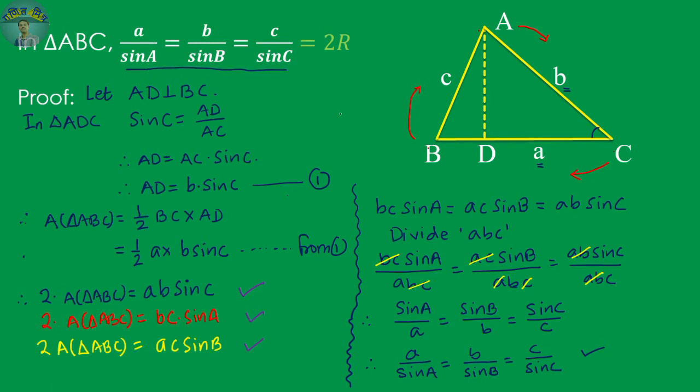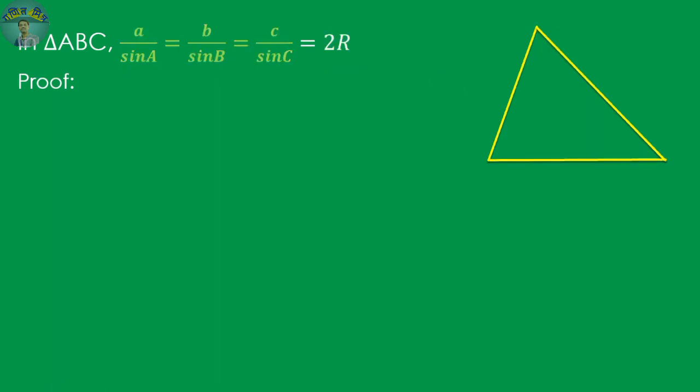Now in the next part we are going to prove this is equal to 2R. So let us move to the next part. I am going to use the same triangle. Say suppose triangle ABC. Obviously this side will be A, this side will be B, and this side is C.